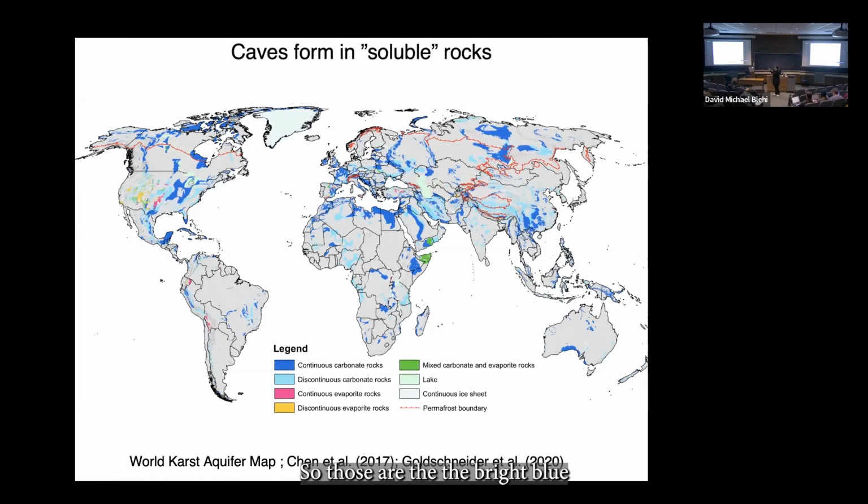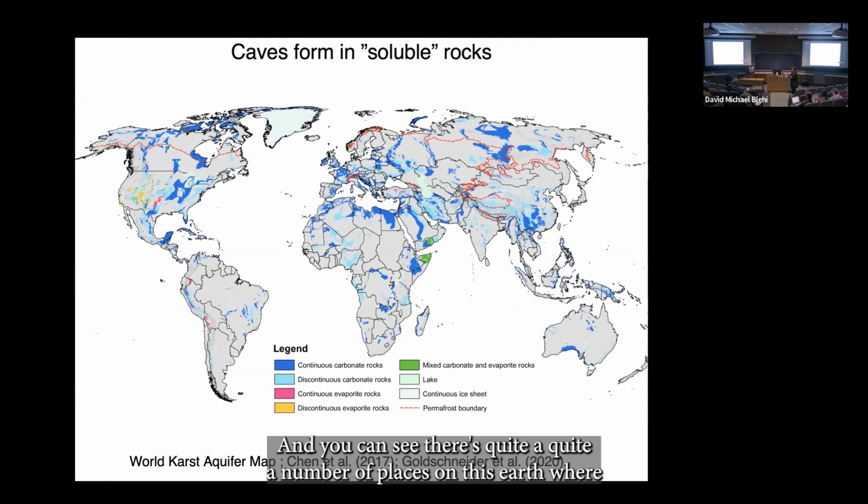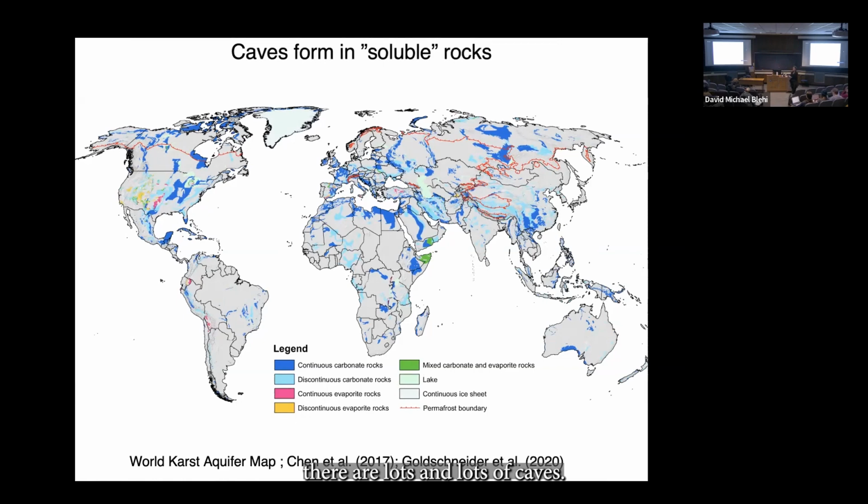So those are the bright blue areas of this map. And you can see there's quite a number of places on this Earth where there are lots and lots of caves.